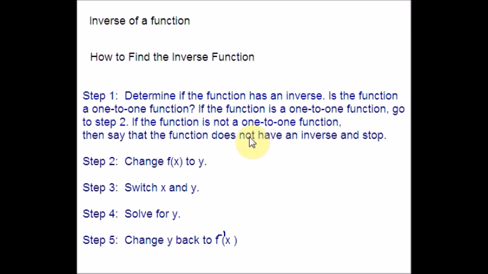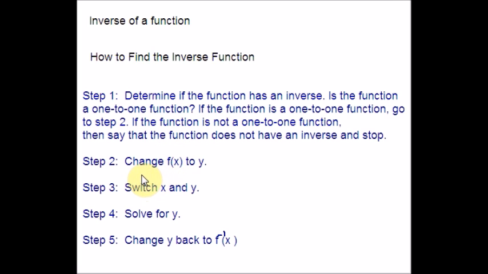Step 1. Determine if the function has an inverse by any of the previously discussed methods. Is the function a one-to-one function? If the function is a one-to-one function, we can move on to step 2. If the function is not a one-to-one function, then say that the function does not have an inverse and you can stop the process. Okay. Once you have confirmed whether a function is one-to-one or not, we can move on to step 2.